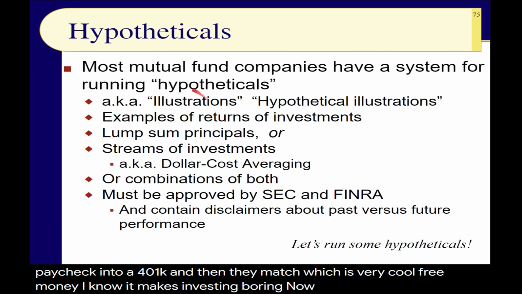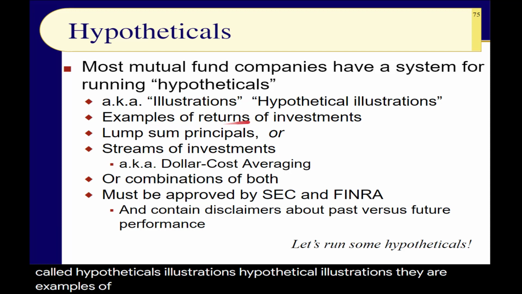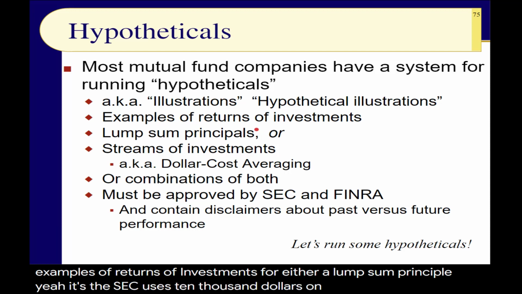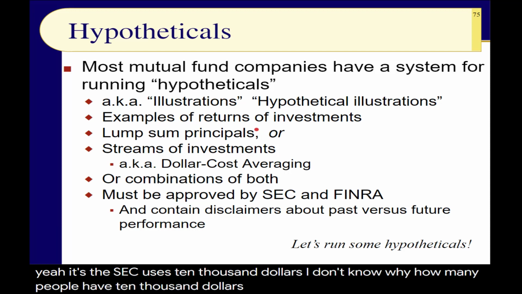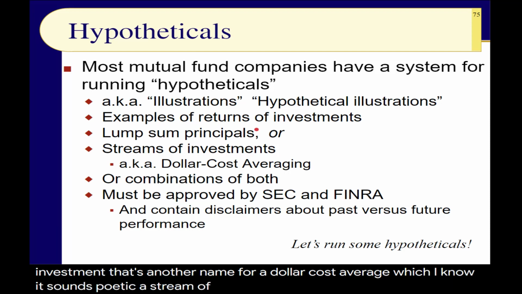Now, the industry has what are called hypotheticals, hypothetical illustrations. They are examples of returns of investments for either a lump sum principal. Yeah, the SEC uses $10,000. I don't know why. How many people have $10,000 lying around the house? Or a stream of investment. That's another name for dollar cost averaging, which sounds poetic, a stream of investments, but I think it's about as bad as dollar cost averaging. Or a combination of both.